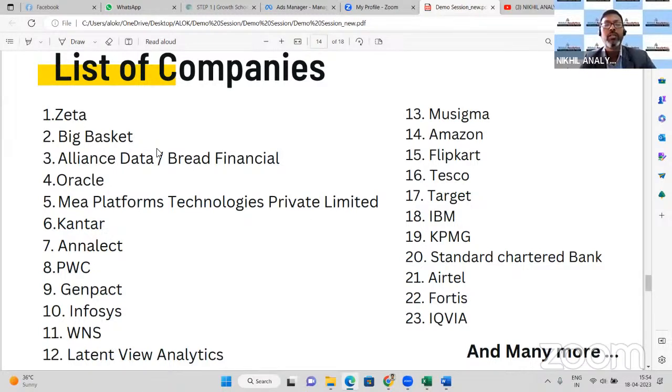Even payment gateway Jeta is also taking students from us. Big Basket, the online grocery store, is also doing the hiring. And e-commerce giants Flipkart and Amazon are hiring from us. Then we have retail chains, Tesco and Target, also hiring from us. So we get ample opportunities to get jobs.